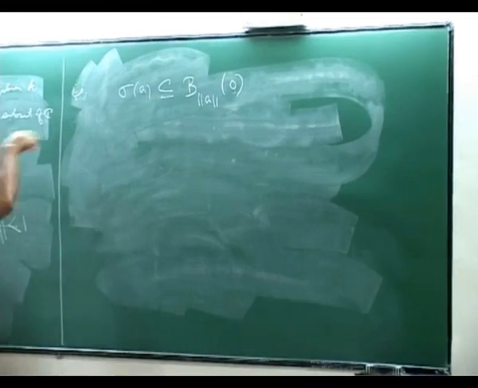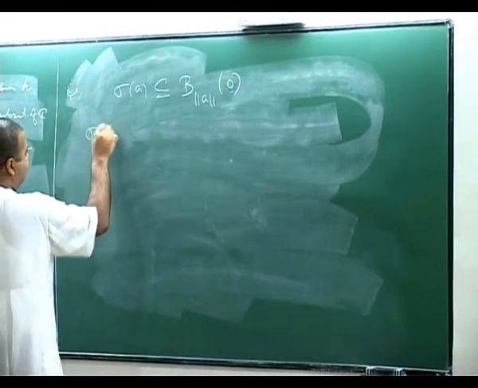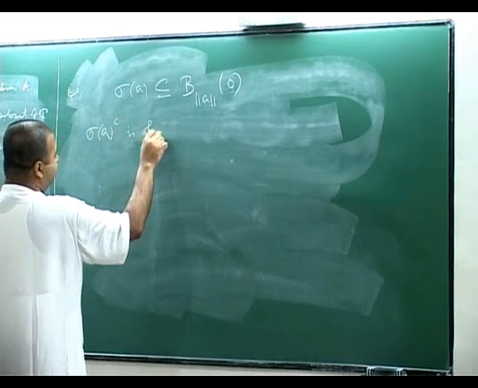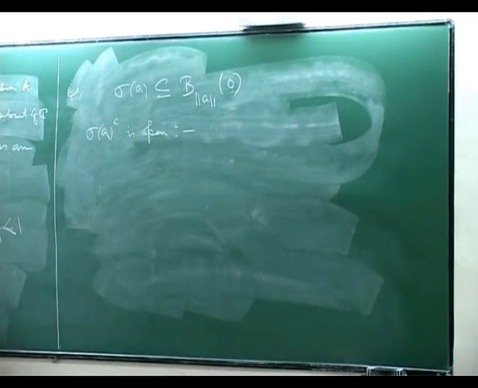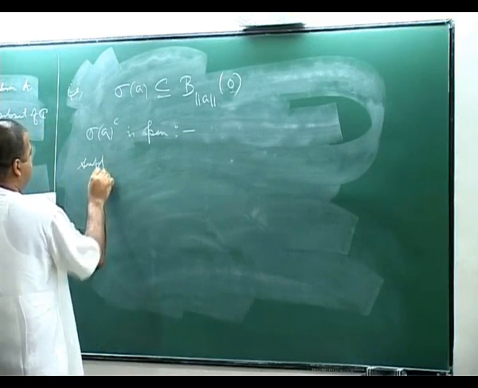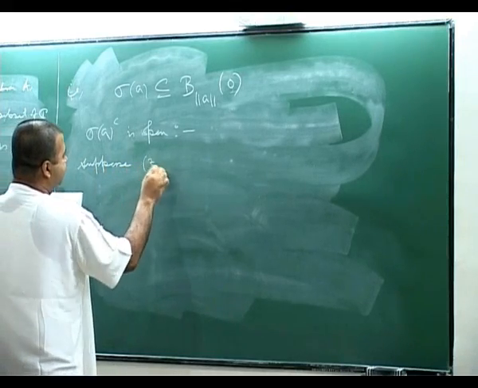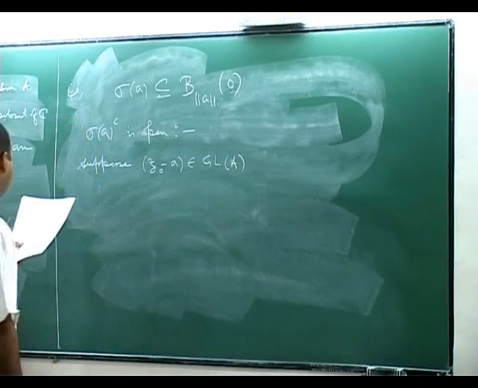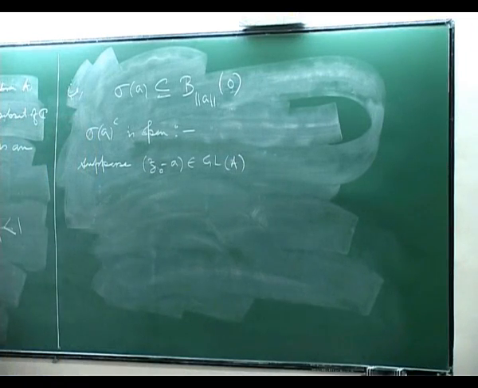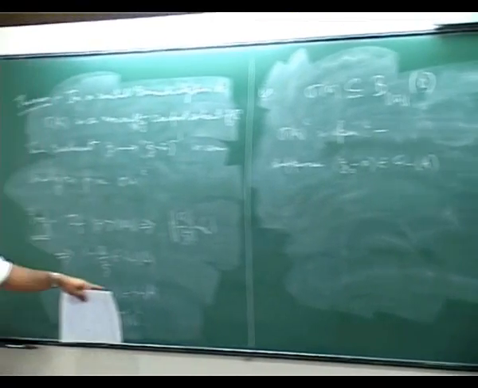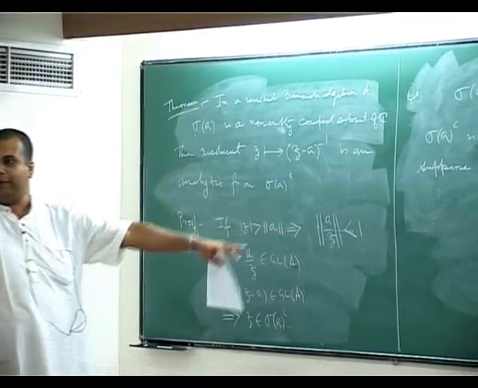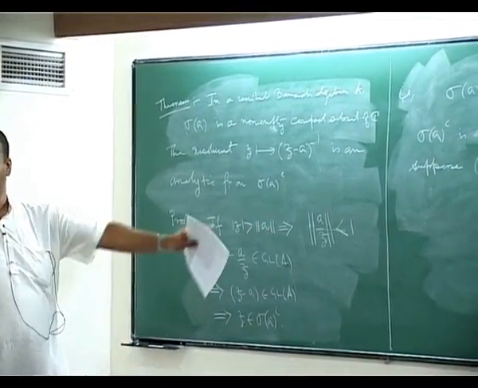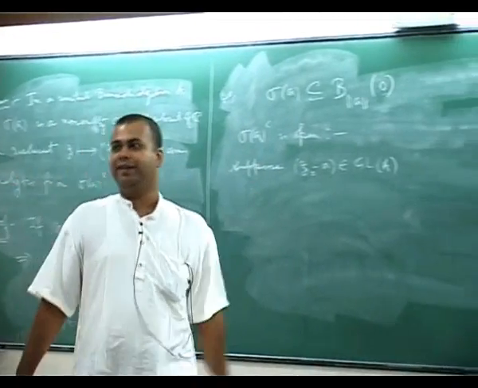Now I want to prove that sigma A complement is open. Suppose z naught minus A is invertible. Why is 1 minus A by z invertible? Because by that proposition, if the norm of something is small, then 1 minus that is invertible. That's what I just proved. The estimate is still there.